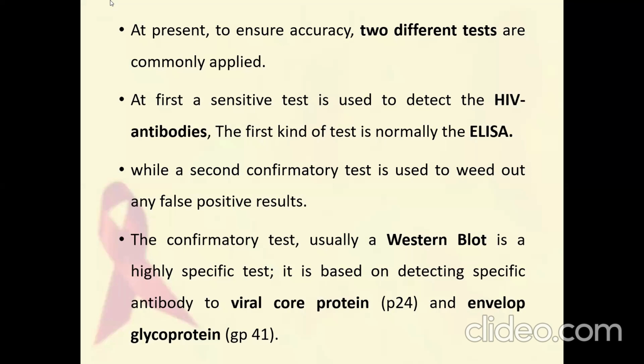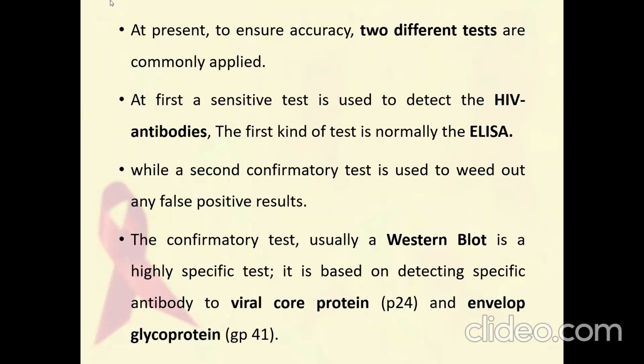While a second confirmatory test is used to weed out any false possible positive result. So, a confirmatory test, usually a Western blot test, is a highly specific test and it is based on detecting specific antibody to viral core protein and enveloped glycoprotein called a GP41.